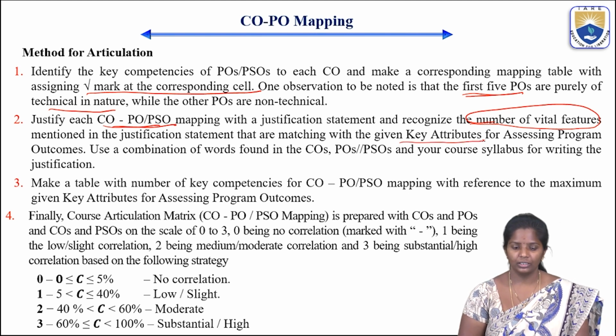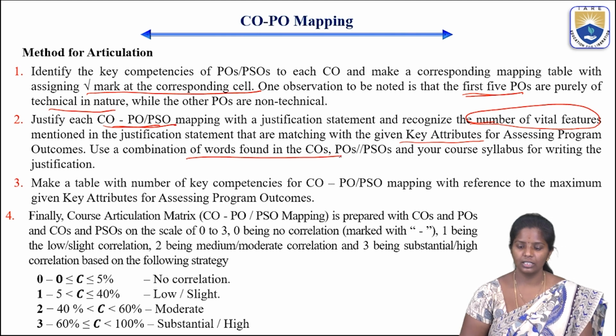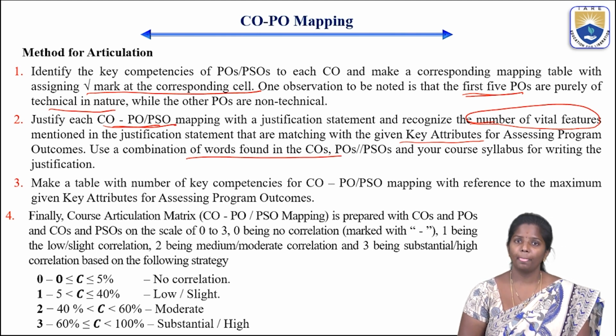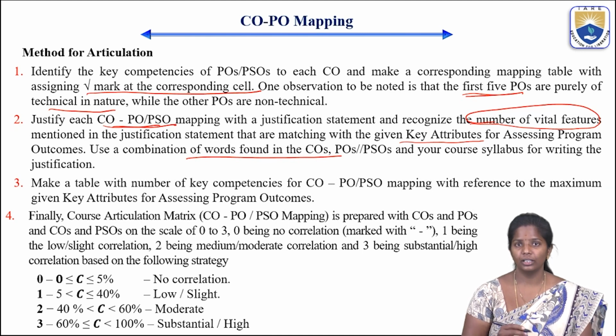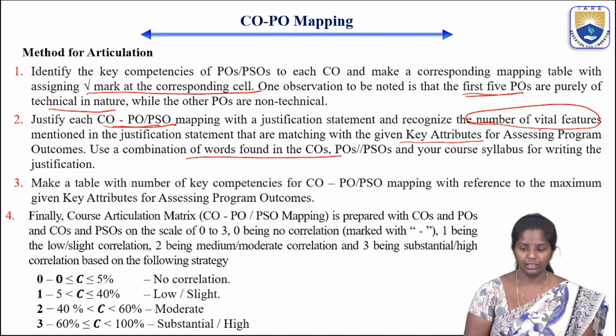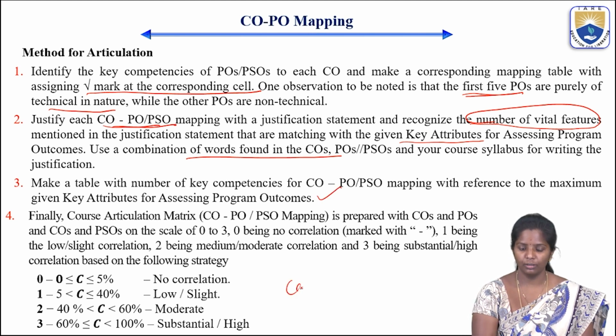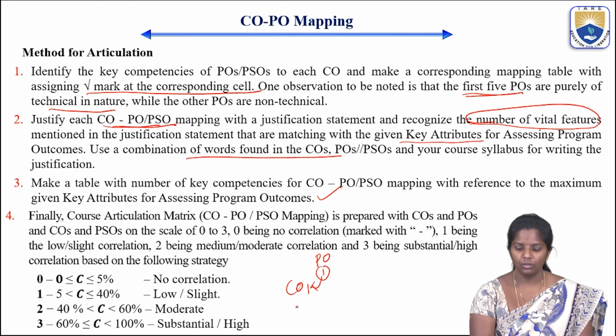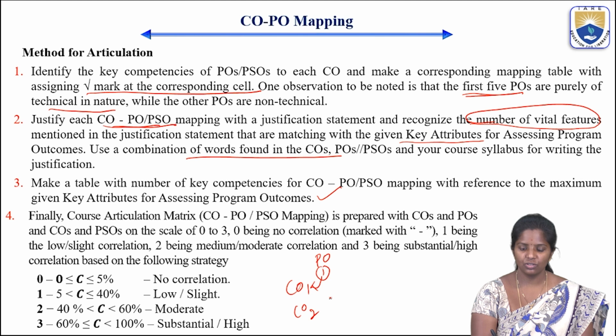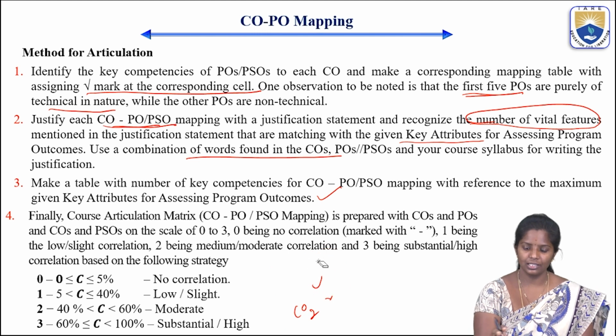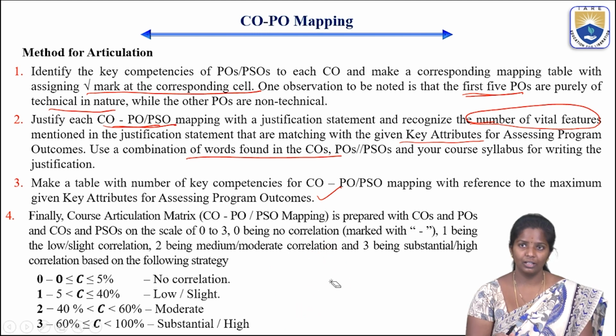Then use a combination of words found in the course outcome and program outcome, and that therefore gives the justification. For example, if we develop a table with course outcome and PO, PO1 is matching with course 1, and course 2 may also be matched with PO1. So we will be making a tabular column like this. We will see in detail in the next slides how the table is formed.